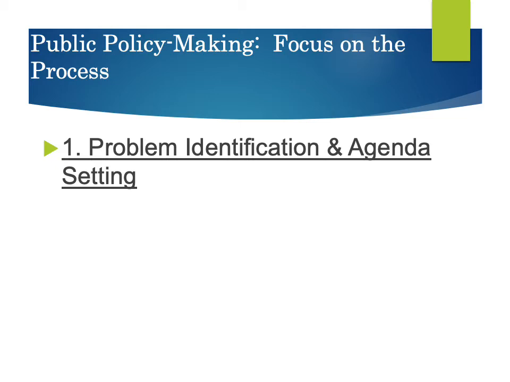It could come from a constituent who's looking at their community and saying, wow, I really see that there seems to be a lot of teen pregnancies in my community. This seems to be a problem. Maybe it needs to be addressed, right? So problem identification is the first step. And it's where individuals and groups demand government to address a problem. And one of the ways they get them to address that problem is by getting that problem on lawmakers' agenda.